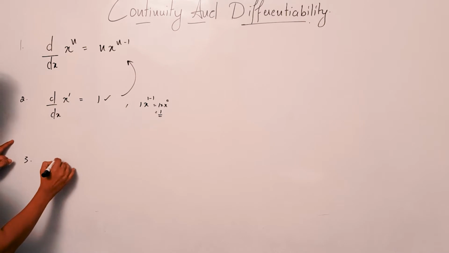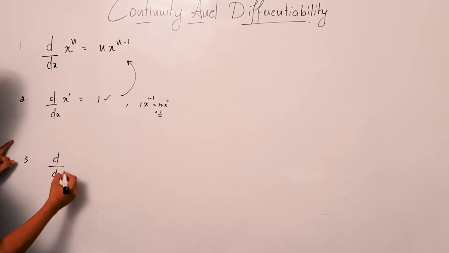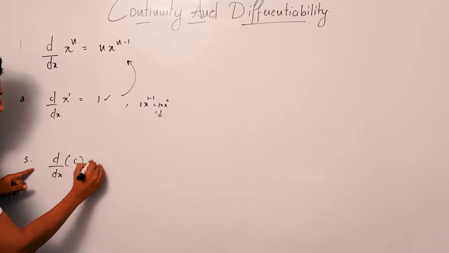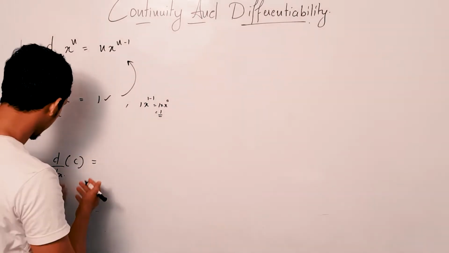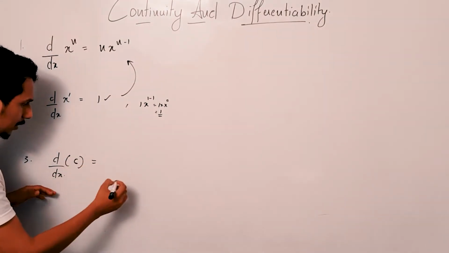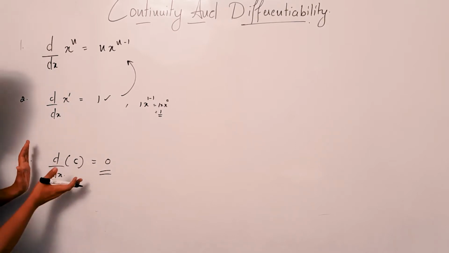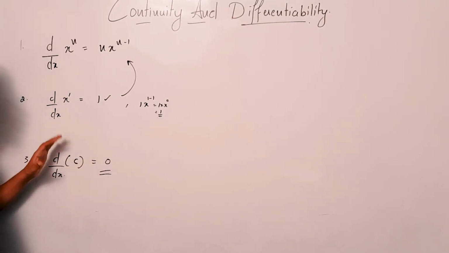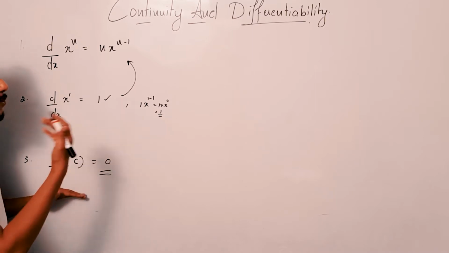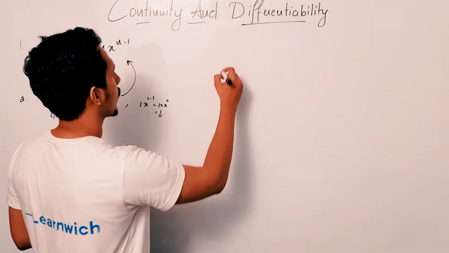Next is d by dx of a constant, that is the derivative of a constant. It is not changing. So even if you find a tangent, it will be 0. The tangent of a constant. Derivative of a constant is 0. So these are the first 3 formulas. Next we'll go to the trigonometric functions.